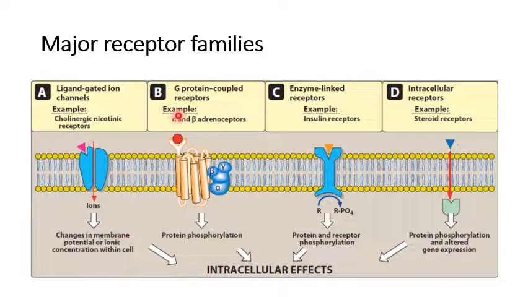Another example, or family, of receptors is the G protein-coupled receptors. These are available on the cell membrane as well.